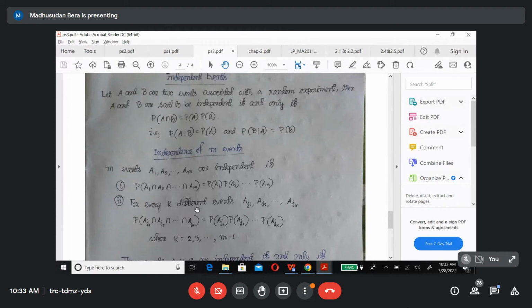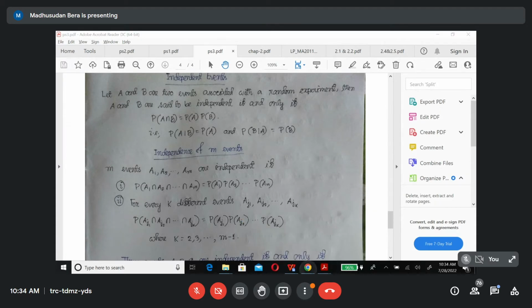Second condition: for every k events Aj1, Aj2, ..., Ajk, the probability of the intersection is equal to the product of their probabilities. What is k? k varies from 2, 3 up to m minus 1. For m events, the full intersection is already written, then the remaining are up to m minus 1. If we take any number of events, the probability of their intersection equals the product of their probabilities. That is the independence of m events. Of course, we have to take distinct, that means different, events.